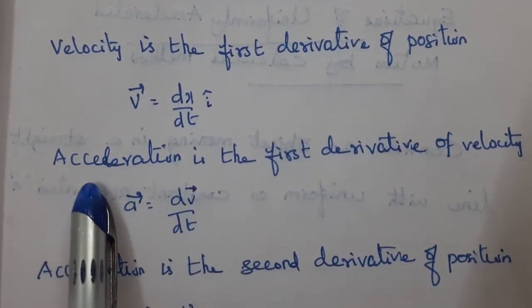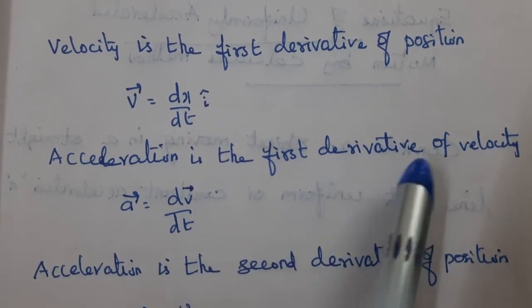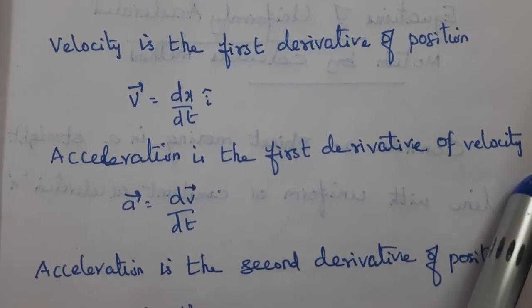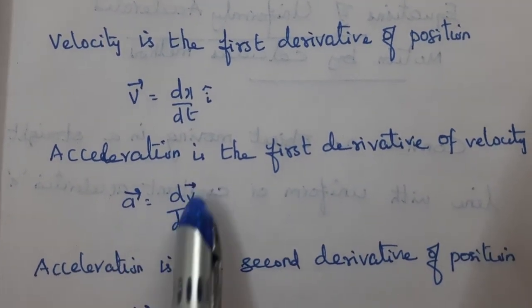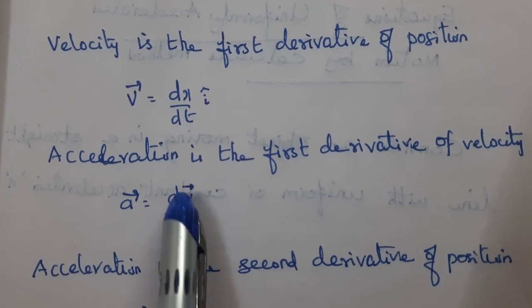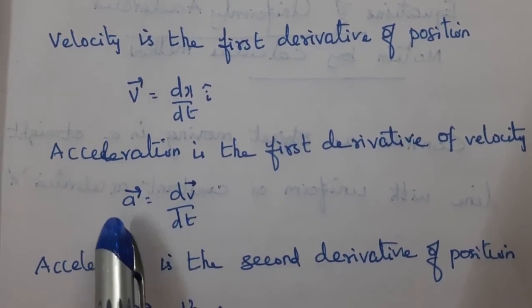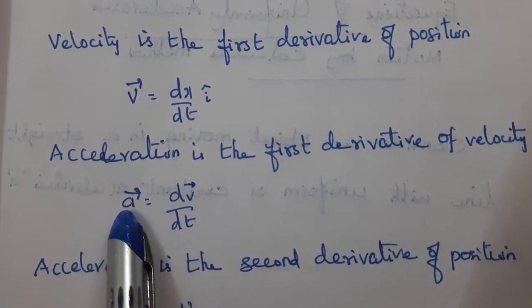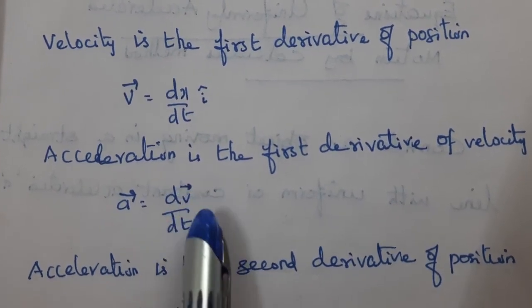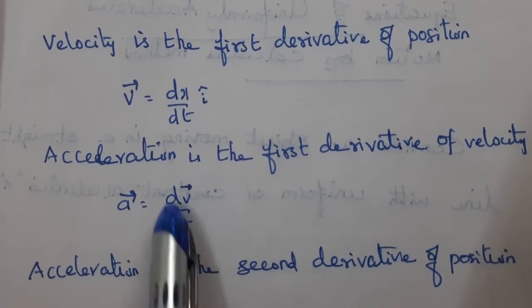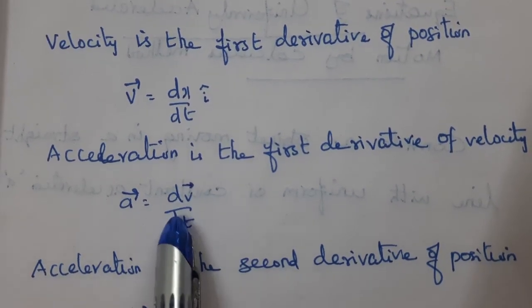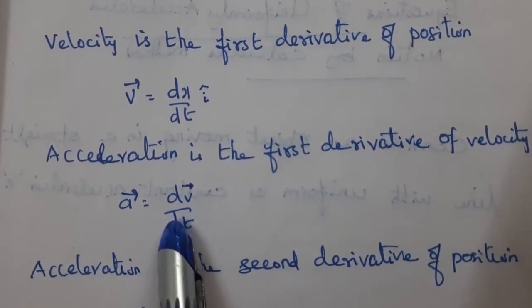Similarly, acceleration is the first derivative of velocity. So a vector equals dv vector by dt. Rate of change of velocity is acceleration. We can say acceleration is the first derivative of velocity. d by dt means derivative in terms of differential calculus.